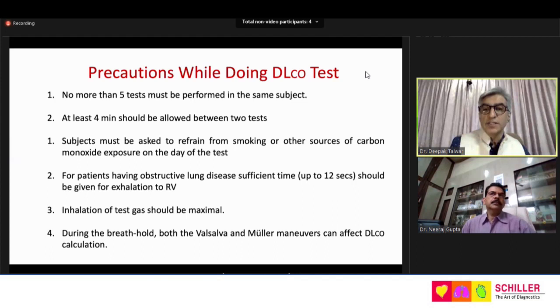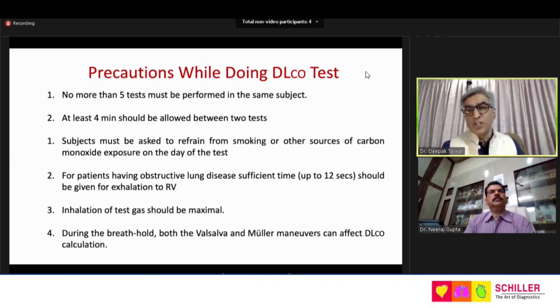I understand it is really difficult for smokers to withhold their smoking for that long. So generally, if they have not smoked for the last 4 to 6 hours, that is what we accept in our laboratory. But if we find anything wrong, then obviously we'll try to rectify it by correcting with the carboxyhemoglobin level.